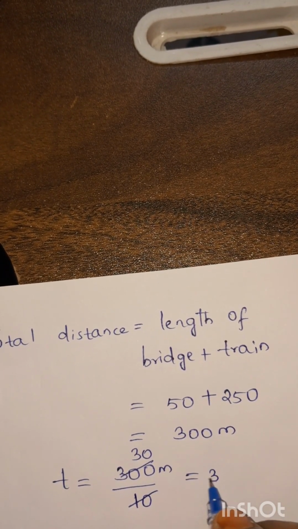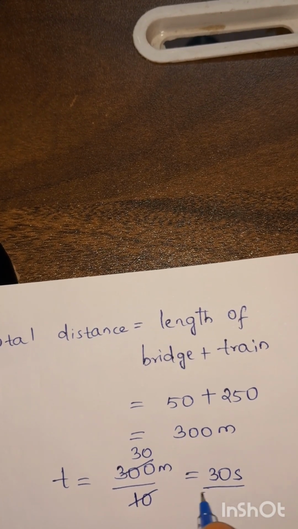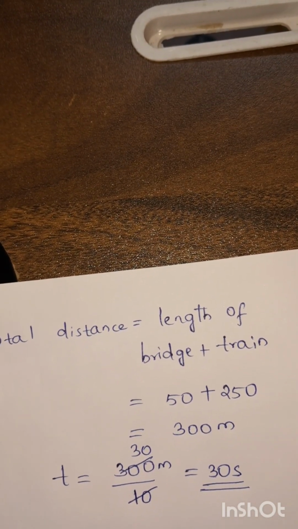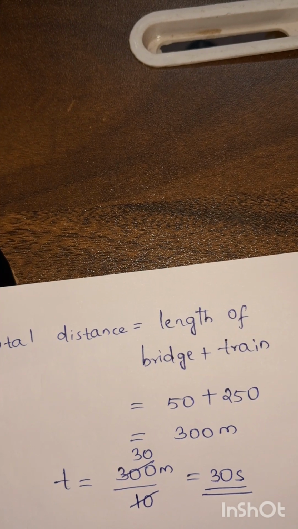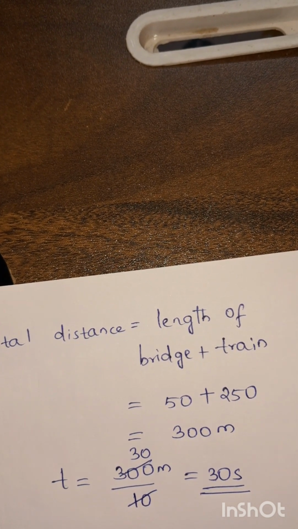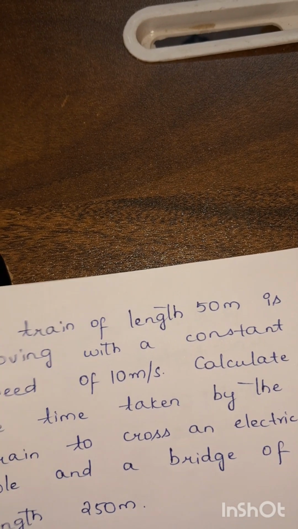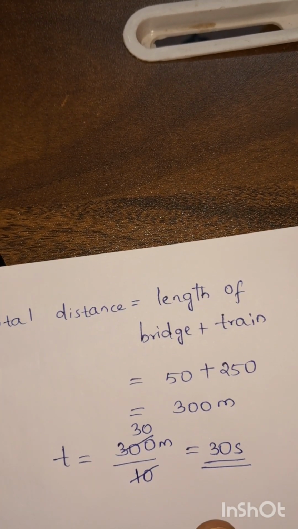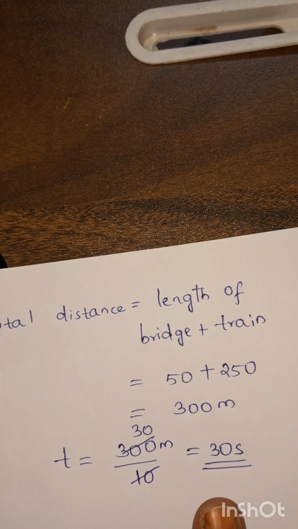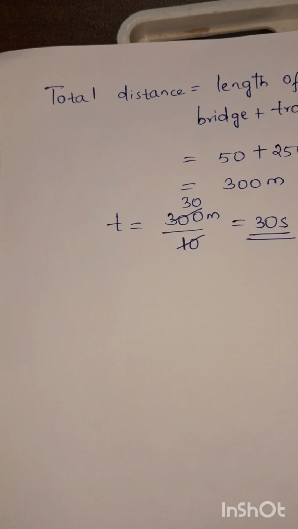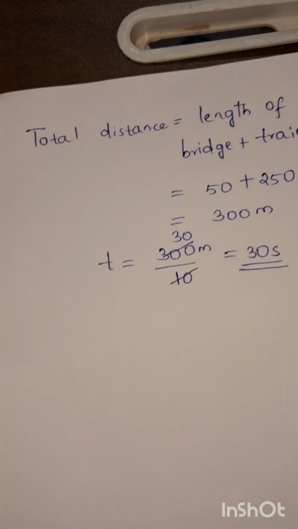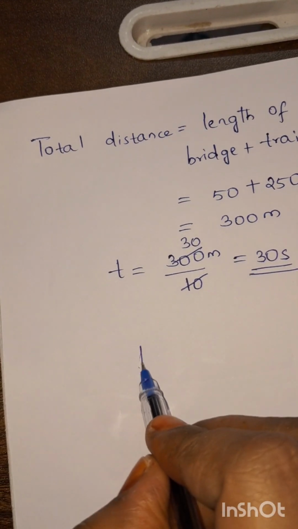So the time taken by the train to cross the bridge is how many seconds? 30 seconds. To travel 50 meters, it is taking how many seconds? Just now we calculated, it is taking 5 seconds, but to cross the bridge, it is taking 30 seconds. Let us see how we used to draw the graph between distance and time.